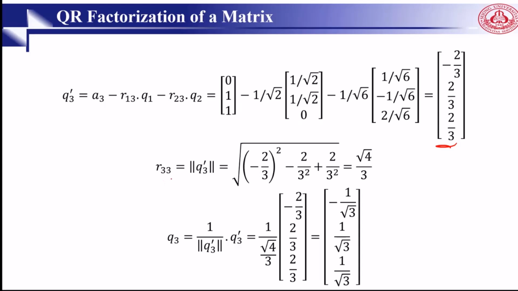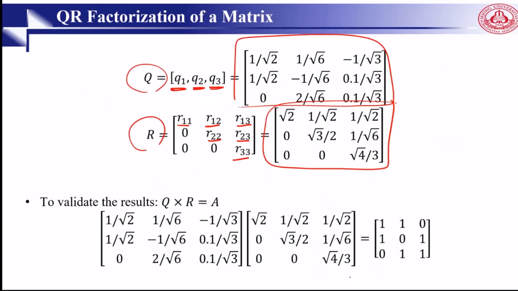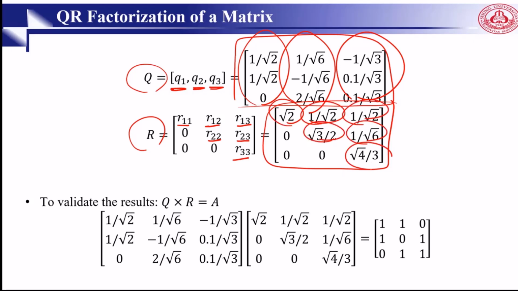And R33 is the norm of Q prime 3, and the norm is this one. Then we will get Q3, which is Q prime 3 divided by the norm of Q prime 3, and this gives us this one. Then we will collect all together Q1, Q2, Q3, and R11, R12, R13, R22, R23, and R33.